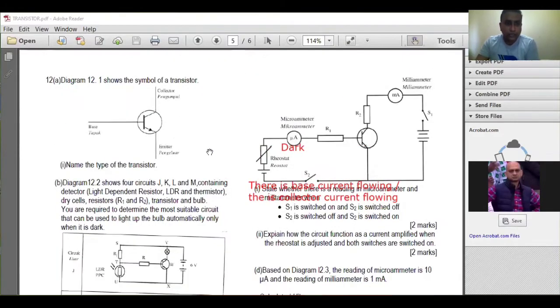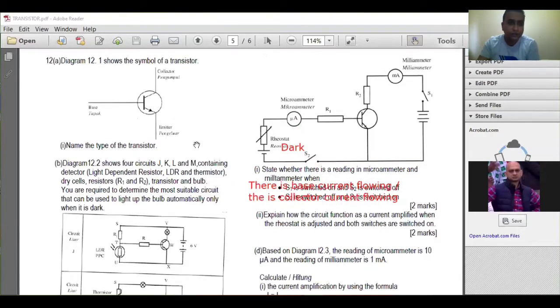Now we look at the AC, because transistor for the past few years has become very famous in your AC question. So we look at some of the questions that came out before. Look at number 12. Diagram 12.1 shows the symbol of the transistor. Name the type of transistor. This one will be NPN.